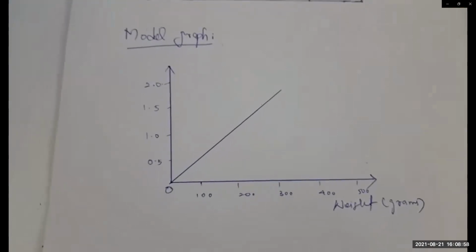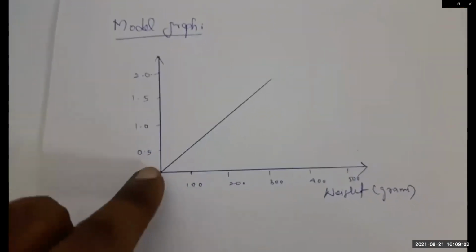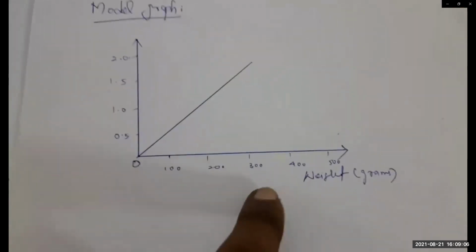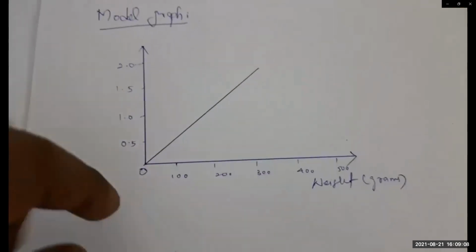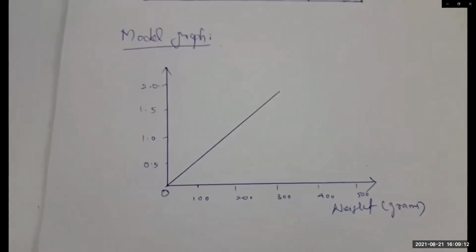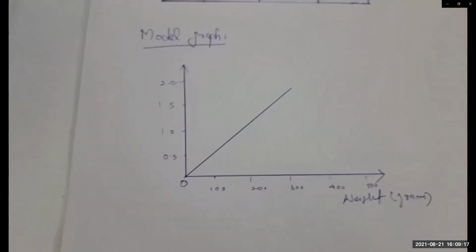This is a graph of strain gauge measurement. On the x-axis is the weight in grams and on the y-axis the voltage electrical output. For 100 grams, it shows 0.5, 200 grams shows 1 and 300 grams shows 1.5. So finally it produces a linear output.